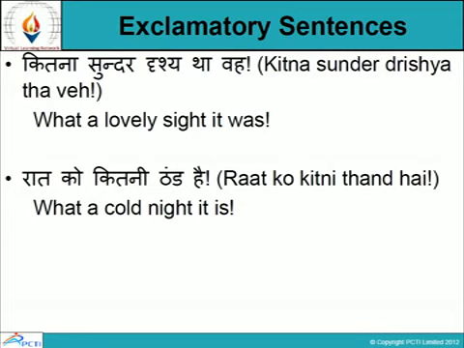रात को कितनी ठंड है. What a cold night it is. Cold is ठंड, रात is night. So when it was too wintry or too cold a night, sometimes we exclaim out of surprise, what a cold night it is.